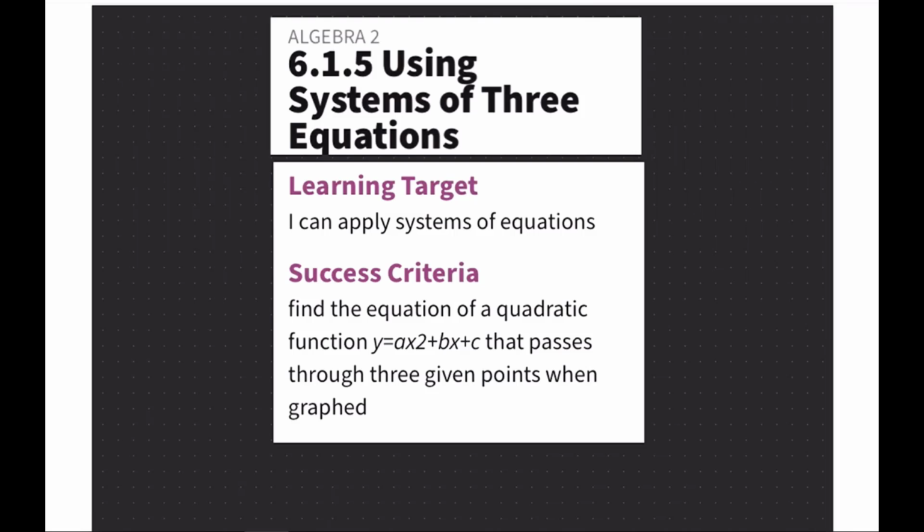So we're going to finish up with 615 today, where we're still looking at those systems. Our systems currently have those three equations, or three variables, that we're going to work on. So we're just going to apply that information that we know.